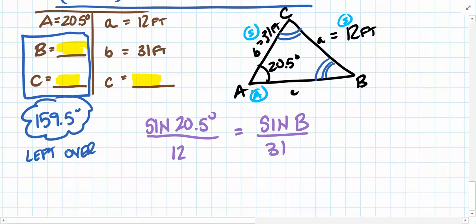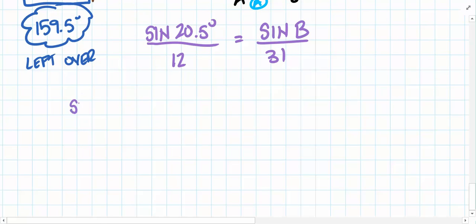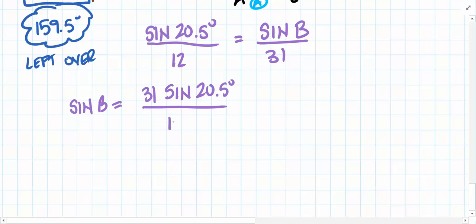All right, so I'm going to move this up and do some algebra here. I now see that the sine of angle B is worth 31 times the sine of 20.5 degrees, all divided by 12. But am I interested in the sine of B? No, what am I interested in? I'm interested in B itself. So therefore, B is going to be the inverse sine of whatever this number is.